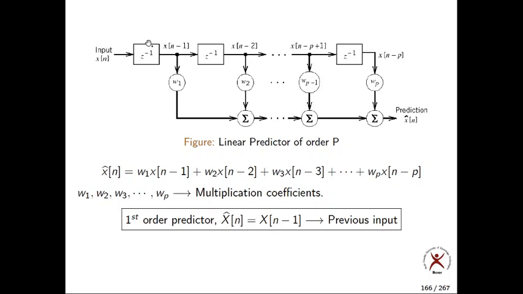Now here you know already this is Z inverse. X of n into Z inverse is nothing but X of n minus 1. It's a digital kind of thing. After that you get X of n minus 2, and so on, X of n minus p plus 1. Finally you get X of n minus p, after passing through p unit delay elements. W1, W2 are called multiplication coefficients. The output of this predictor is called X cap of n.